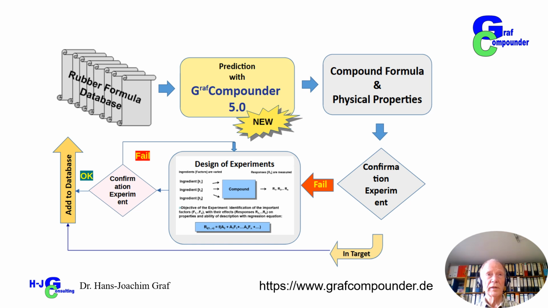This concludes our introduction to Grafcompounder 5.0. As you've seen, with a Grafcompounder you can combine artificial intelligence with design of experiments and practical engineering knowledge to accelerate compound development and improve prediction quality. In the next video, we'll take a closer look at how Grafcompounder works and how artificial intelligence predicts optimized formulations from historical data.